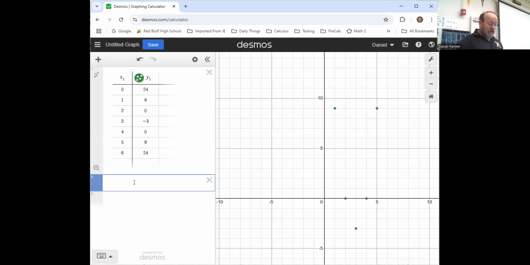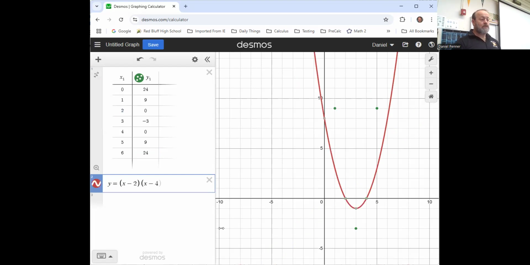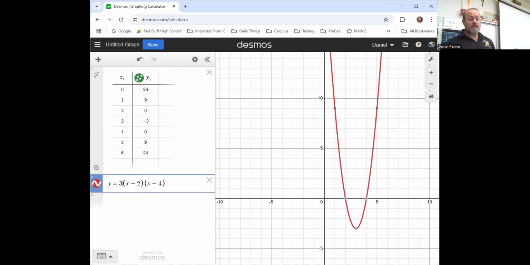And so when I did my work, I said, y equals parentheses x minus 2, because we wanted to line it up with this particular root. And then we did x minus 4 because we wanted to do that. Now notice that I hit my roots like I wanted to. These two values are good, but it doesn't hit the other ones because I needed to put the 3 in front to modify the growth factor. And as soon as I put a 3 there, you can see that my data table matches my graph and it matches my equation and it looks fantastic.